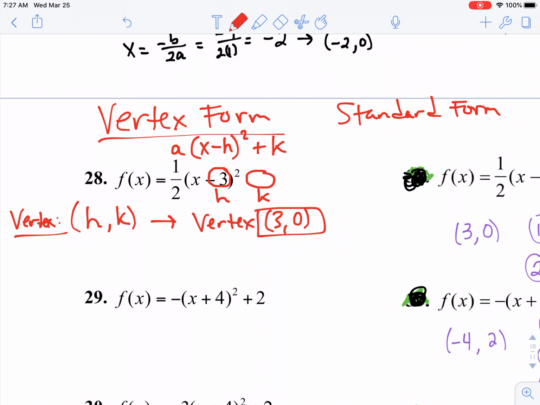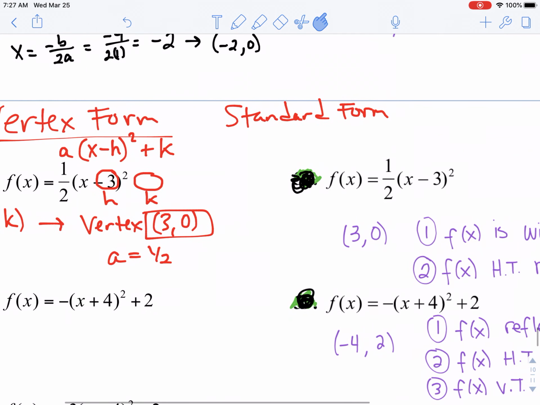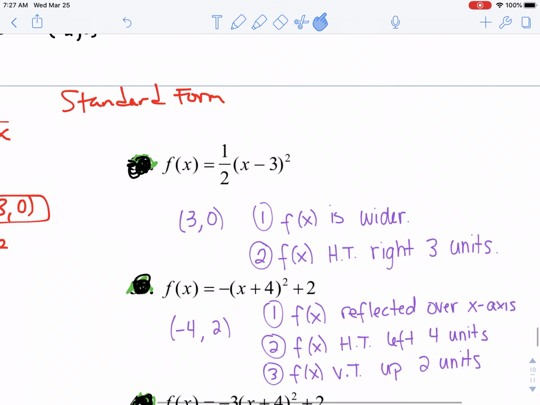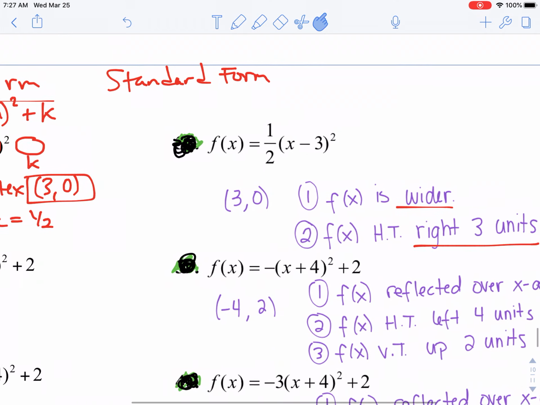That's it. Your a value is 1/2. So from there, you could tell what your transformations are. This will be 3 units to the right, 0 units up, and if your a value is 1/2, that means it gets wider. And that's the answer over here. It's getting wider, it's 3 units right, and it's 0 units up. When it's 0 units up or down, you don't have to write that part. Okay?